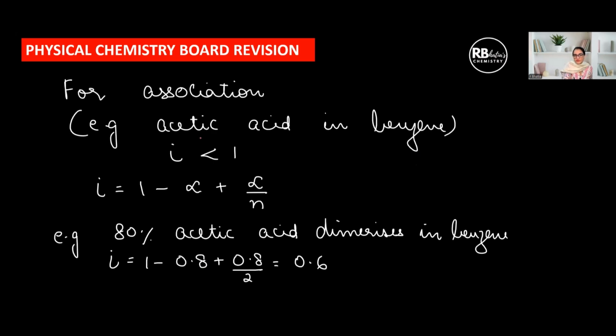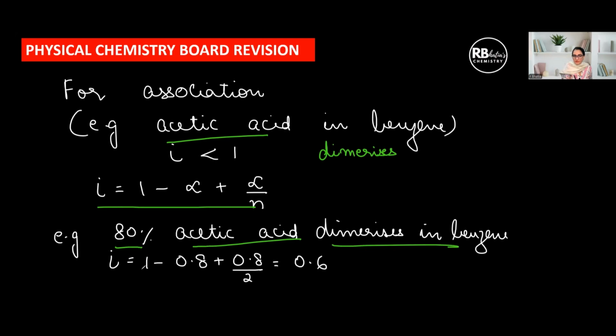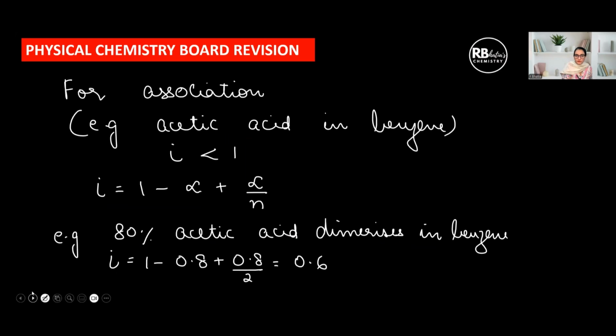And then for association, acetic acid and benzene, I is less than 1. For every association, I is less than 1 because acetic acid and benzene dimerizes. Dimerizes means 2 units start behaving like a single molecule. The formula goes like this. Again, an example, 80% acetic acid dimerizes in benzene. So I is equal to 1 minus 0.8 plus 0.8 by 2. That is equal to 0.6. Okay. So most of the questions are based on this.